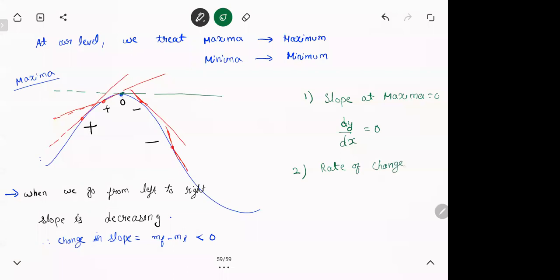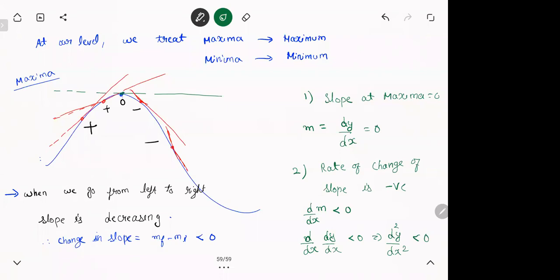The rate of change of slope, meaning the rate of change of m, is negative. But what is m? m is nothing but dy by dx. So this is nothing but the double differential. d square y by dx square is less than 0. These are the two conditions you should remember.